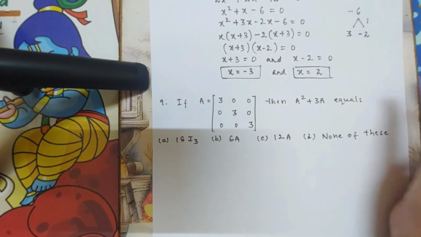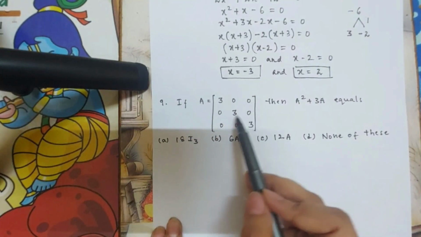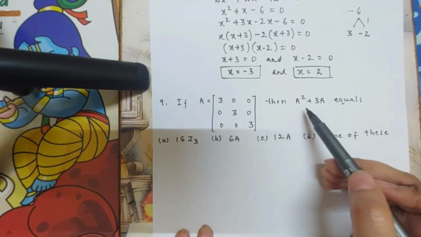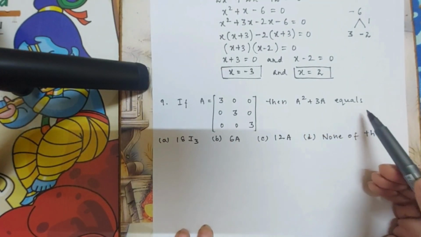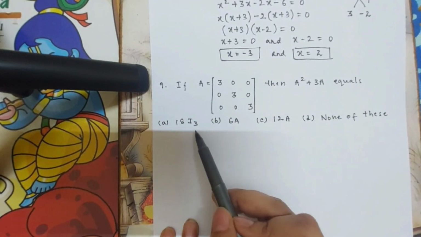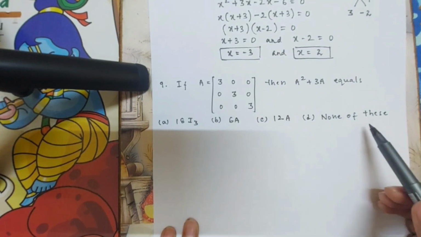So now what is given in the next question? If A is [3, 0, 0; 0, 3, 0; 0, 0, 3], then A squared plus 3A equals. The options are also given. So the options are 18 I3, 6A, 12A, or none of these.